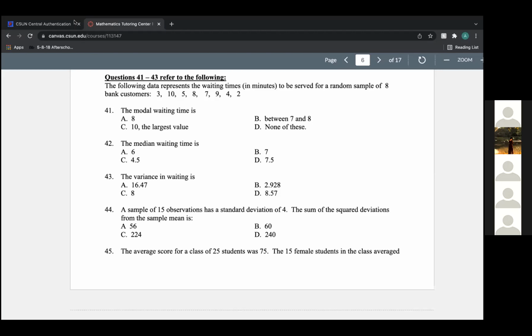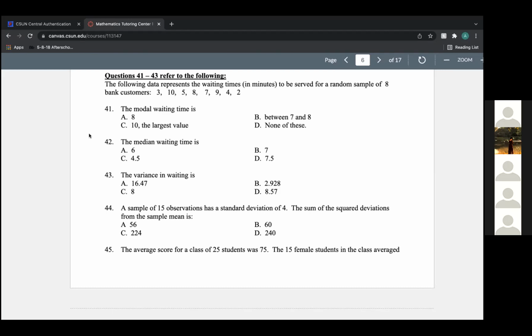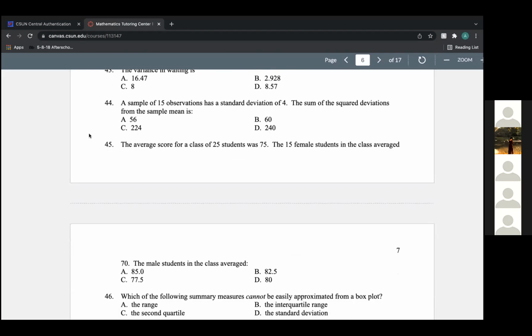44. A sample of 15 observations has a standard deviation of 4. The sum of the squared deviations from the sample mean is (16 × 14) = 224. So the answer is C. But this one you actually need the formula for standard deviation. If you do not have the formula for standard deviation, I don't see any way of answering question 44.